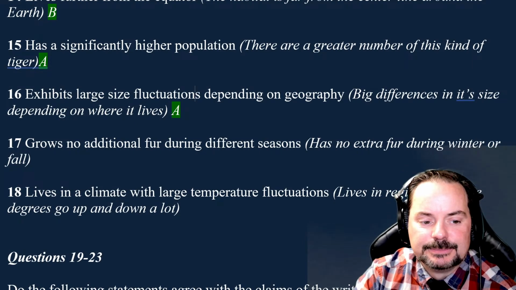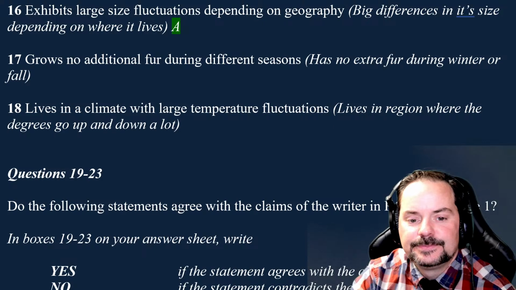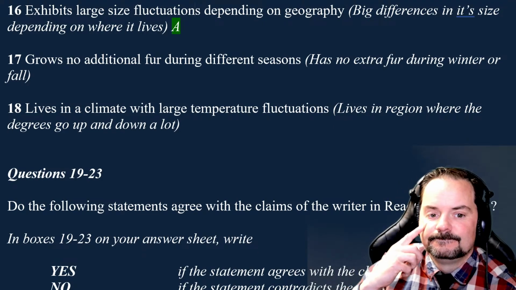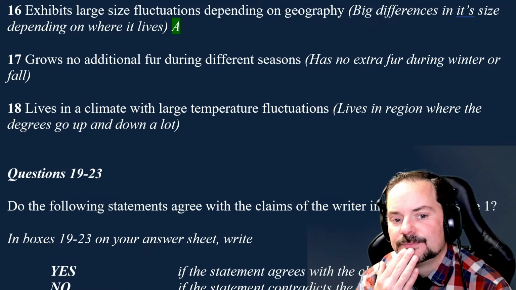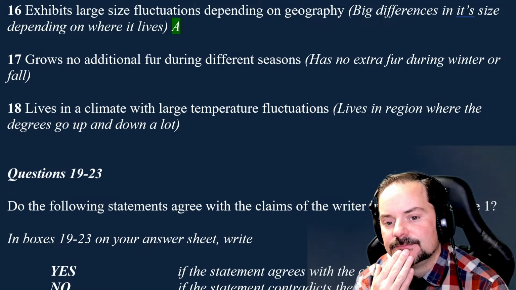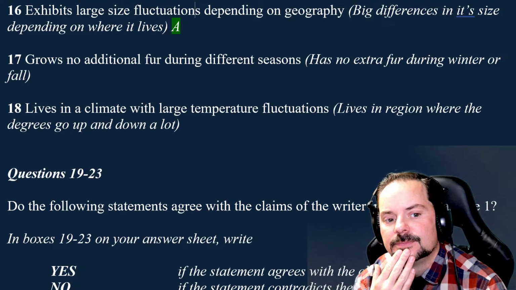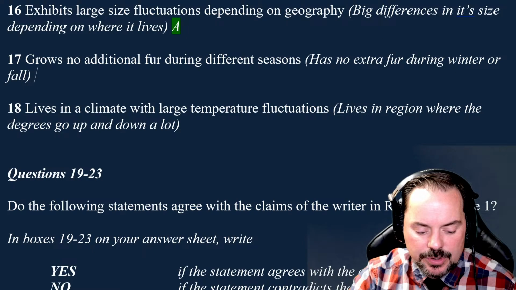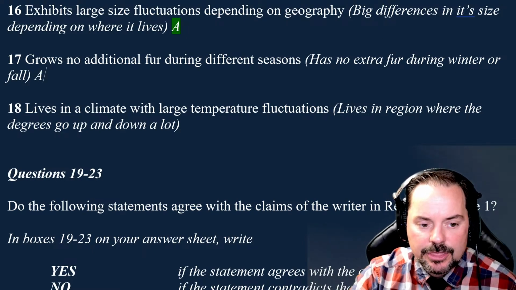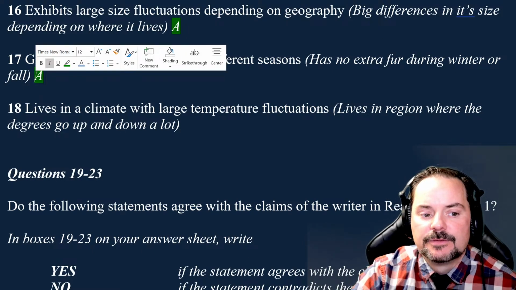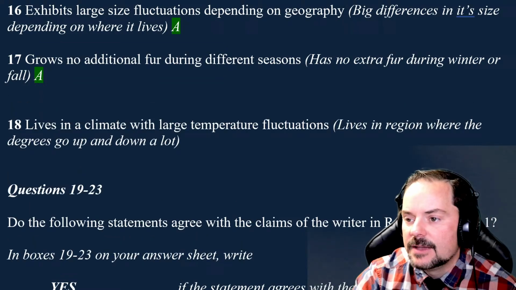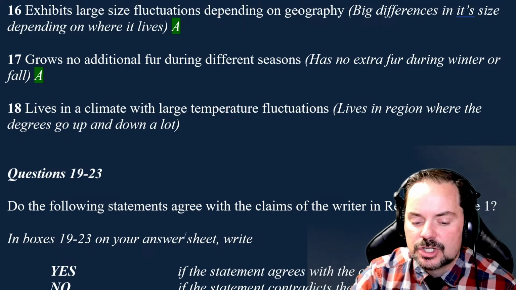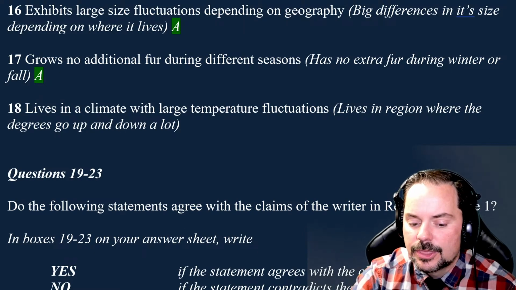Okay, number 17: grows no additional fur during different seasons. I think Siberian tigers grew additional fur because in the winter they needed to grow additional fur. But the answer is Bengal tigers. Very clever. Students, notice how Anahita thought through the question. This is a very important tip, everybody. You can easily save yourself a couple of points in the reading section of the IELTS exam when you think through the questions.